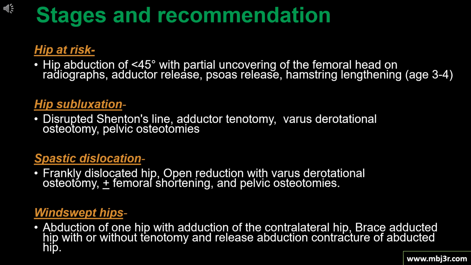Spastic dislocation. In spastic dislocation, the hip is frankly dislocated. Such hips require open reduction with a varus derotational osteotomy, plus or minus femoral shortening and pelvic osteotomies, to maintain the reduction. In windswept hips, one hip is adducted and the other hip is abducted. Such children need a soft tissue release plus or minus bony procedures to maintain the head reduction.